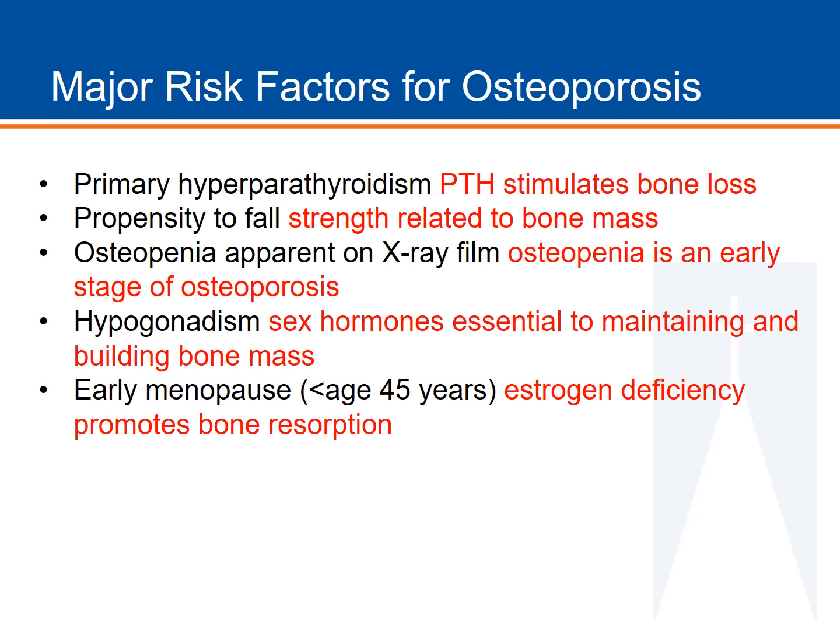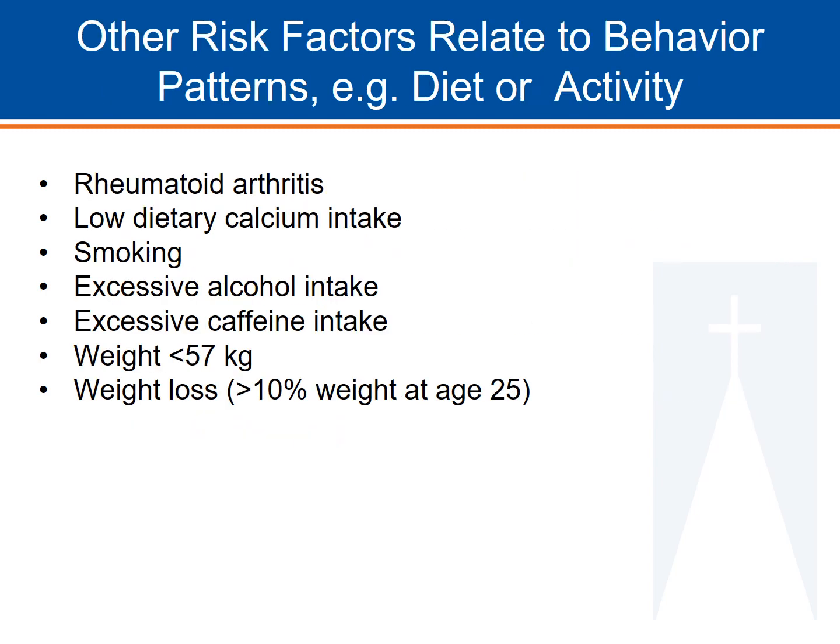Hypogonadism is a condition where the sex hormones are diminished. And sex hormones are related to maintaining and building bone mass for all of the reasons that we talked about when we talked about peak bone mass and age. And also related to sex hormones, early menopause and estrogen deficiency contributes to bone resorption and ultimately bone loss. This list of risk factors mostly relate to behavior patterns or the biological processes of aging.